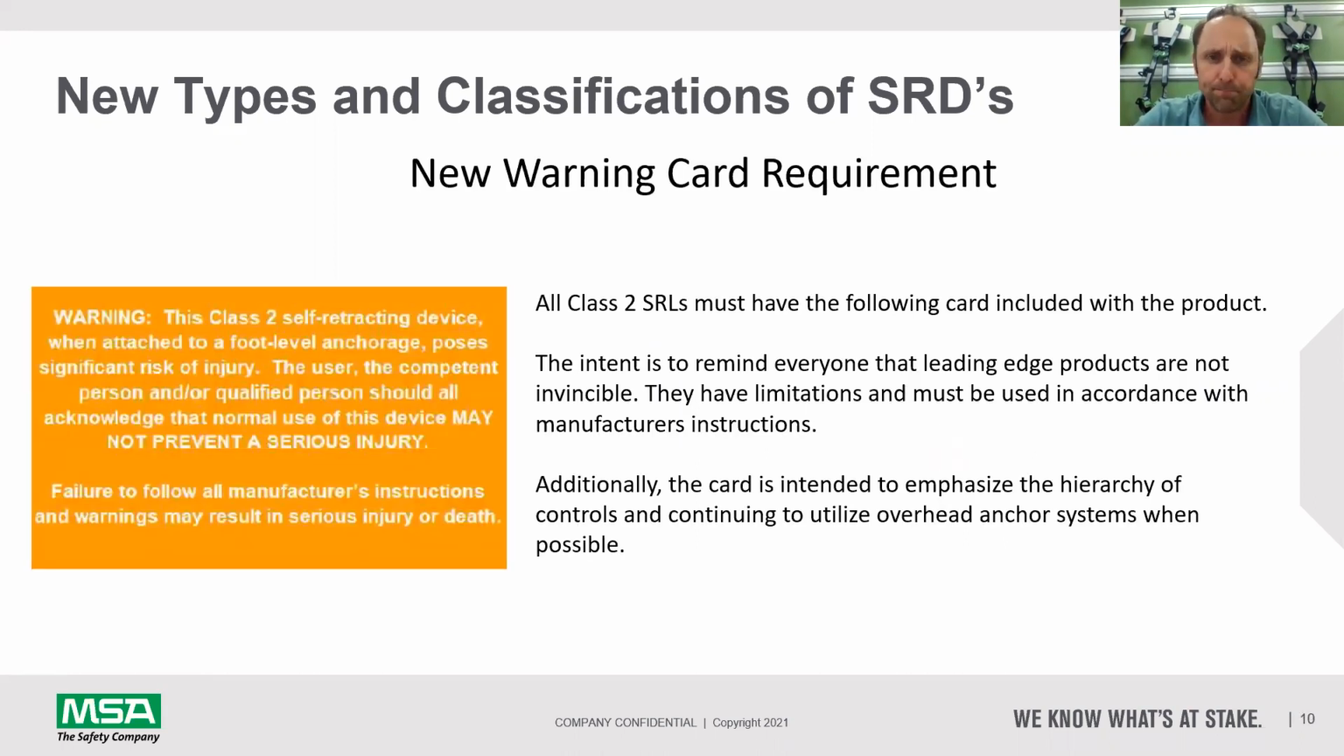Let's spend just a minute talking about the new warning card requirement. I'm just going to go ahead and read it to explain it. The card in that orangish yellow color is required for all manufacturers to include when it is a class 2, a leading edge product. It reads: Warning. This class 2 self-retracting device, when attached to a foot level anchorage, poses significant risk of injury. The user, the competent person, and/or qualified person should all acknowledge that normal use of this device may not prevent a serious injury. Failure to follow all manufacturer's instructions and warnings may result in serious injury or death.